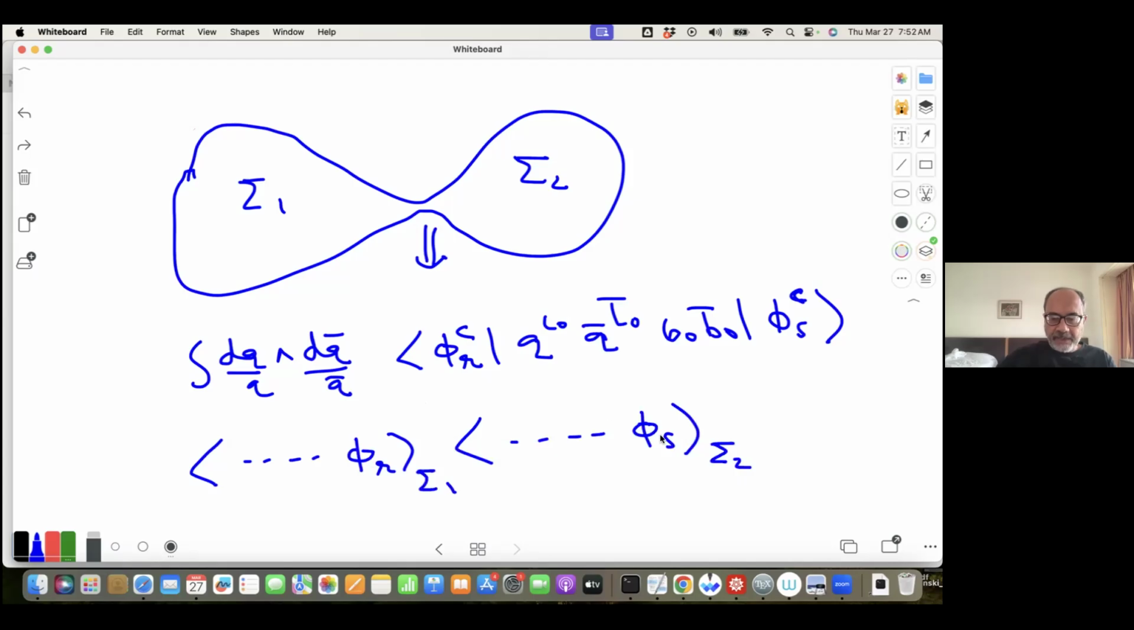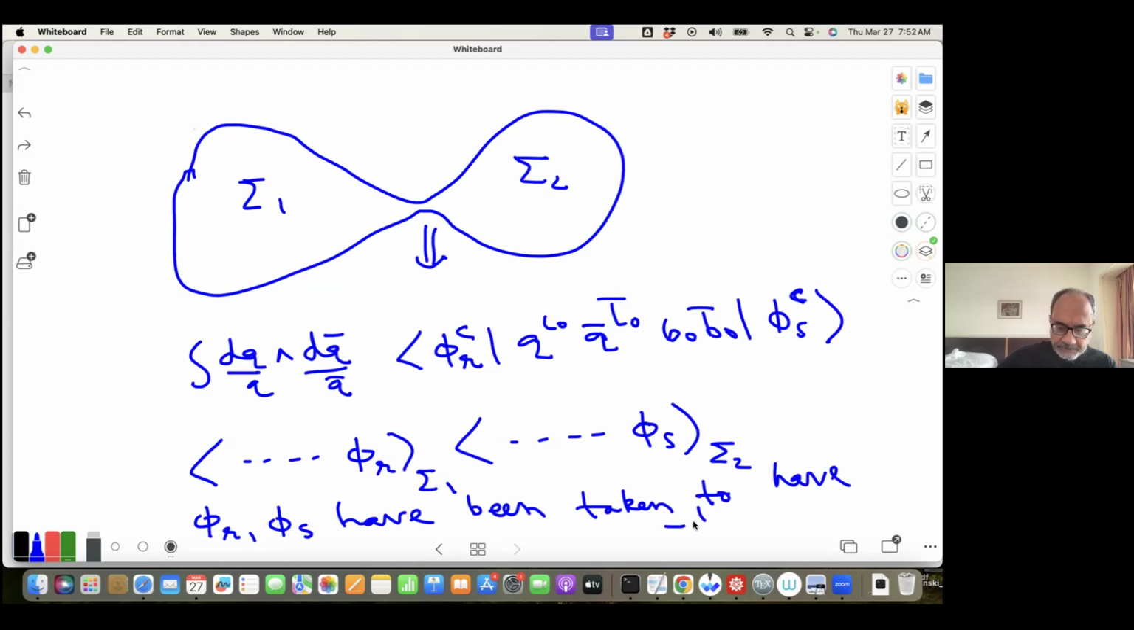And for phi r and phi s, we have chosen the standard choice of picture number, which, as we described, is minus half. So phi r and phi s have been taken to have minus half picture number, because that's the standard picture number.